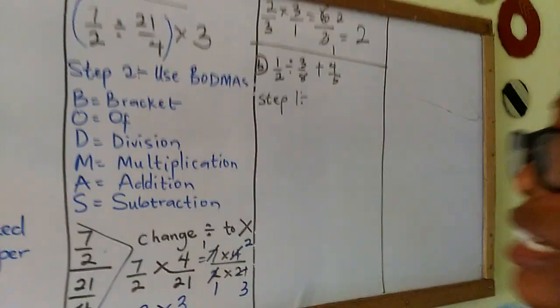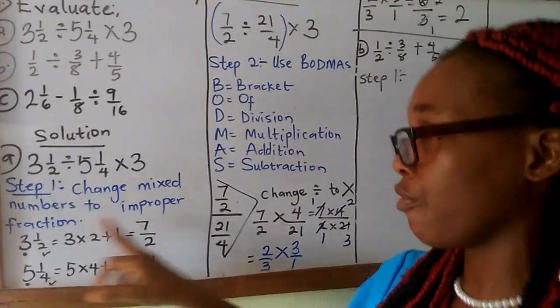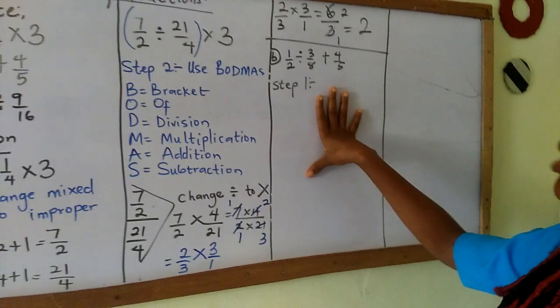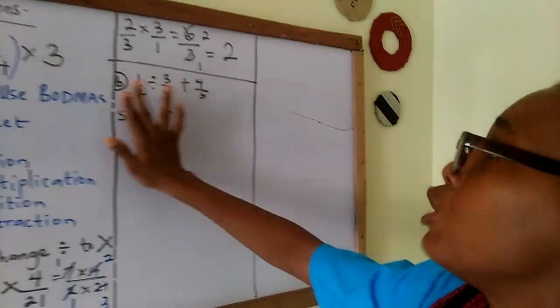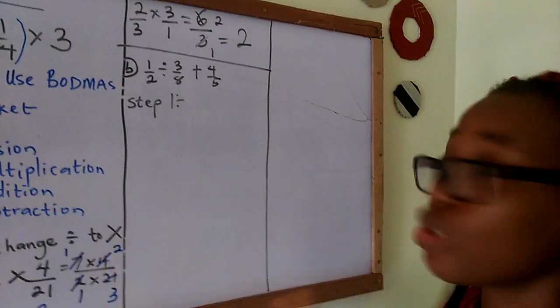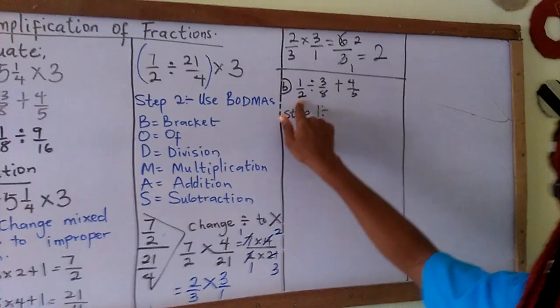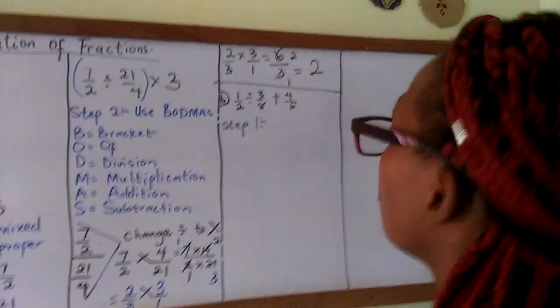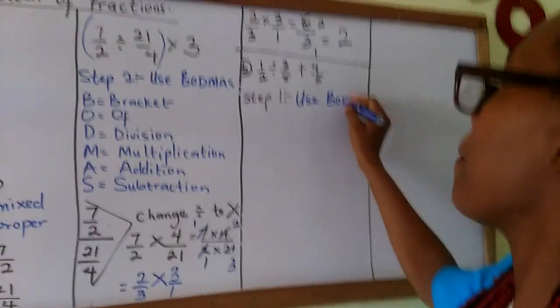Now step 1. Remember, in step 1 for question 1, we changed mixed numbers to improper fractions. In question 2, we don't have mixed numbers, that is, we don't have a whole number and a fraction. We just have proper fractions. So we are not going to change mixed numbers to improper fractions because for question 2 there are no mixed numbers. We are going straight to use BODMAS.